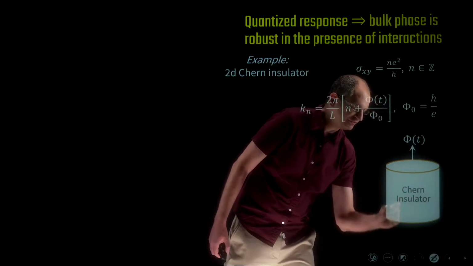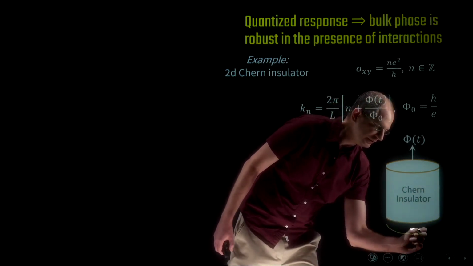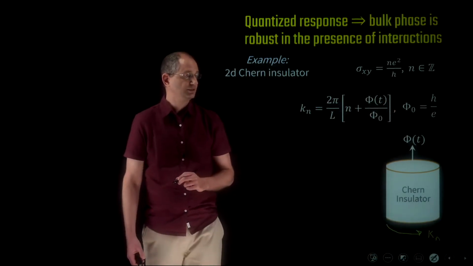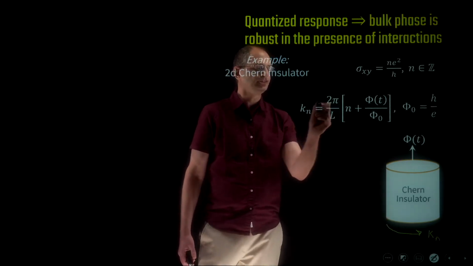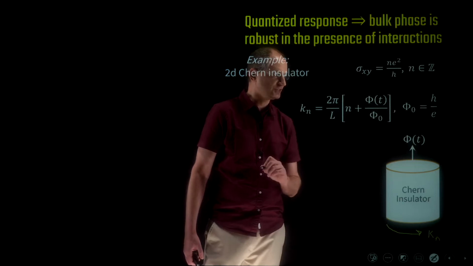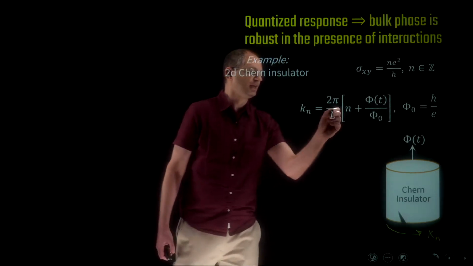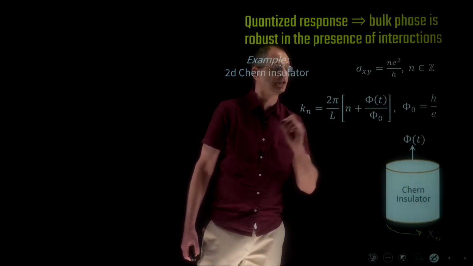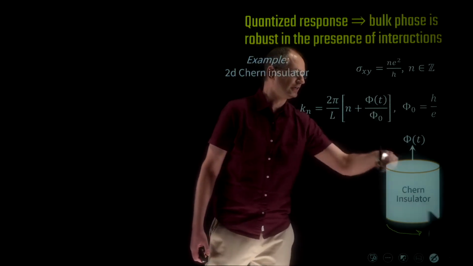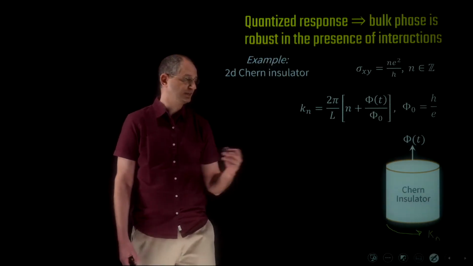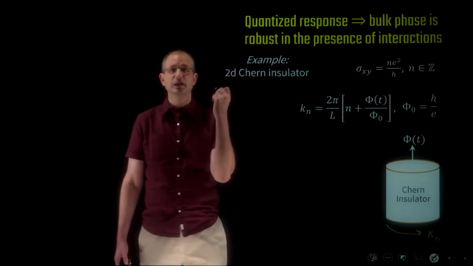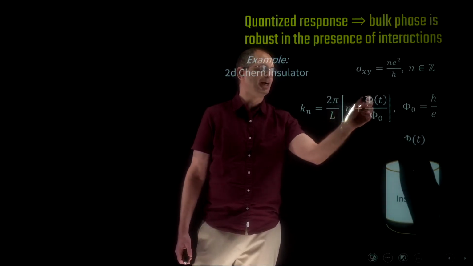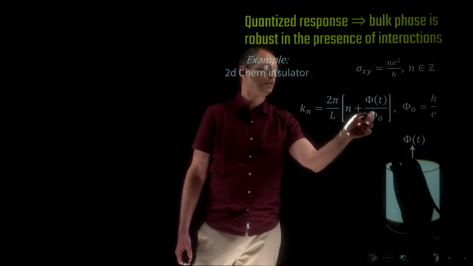Because our circumference is finite, the momenta along the circumference are actually quantized. And they're quantized in units of 2 pi over L, where L is the circumference of the cylinder. And if there's a finite Aharonov-Bohm flux through the cylinder, that simply shifts the quantization condition of momenta along the circumference of the cylinder. If you like, this changes the boundary conditions that the electrons see as they go around the cylinder. So that shifts this integer by an amount, which is phi of t, the flux, in units of phi naught.